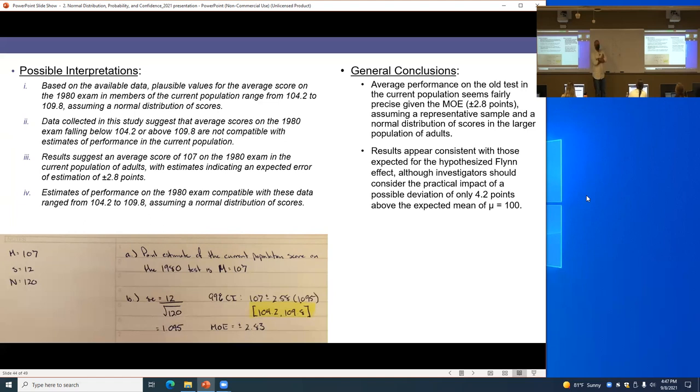But remember that point estimate of 107 was measured with some level of imprecision, right? So my confidence bound says, if you said 104.2 is the actual population score of today's performance on this 1980s exam, I would say the data support it. It's not my favorite, but it's supported by the data, right? So what if it is 104.2? Well, then that's saying that there's not a 7-point difference. There's only maybe about a 4-point difference. Is that 4-point difference something to get excited about?